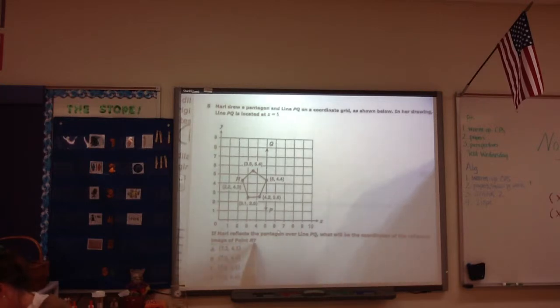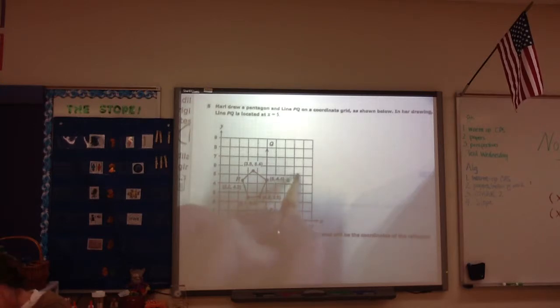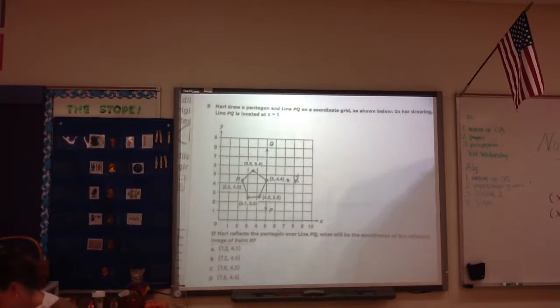To best do this, I'm going to try to figure out about how far this is away and reflect it that same distance this direction. So you'll see that R, to get to line PQ, I have 1, 2, and then almost about half. So I'm going to go back 1, 2, and almost about half. So my R prime is going to be right there. I'd like you to take a moment and see which of these points you think best fits that point.